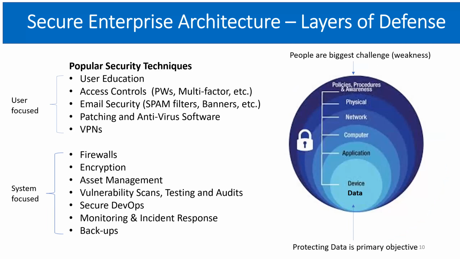There are things that we do on the outer layer, and typically that involves the users, the end users, the people, because they are our biggest challenge. That's our biggest weakness. So we need to train them. We need to have policies and procedures. We need to have controls in place. All the way through to the center layers of defense is where we protect our data. That's where we have our encryption and our passwords.